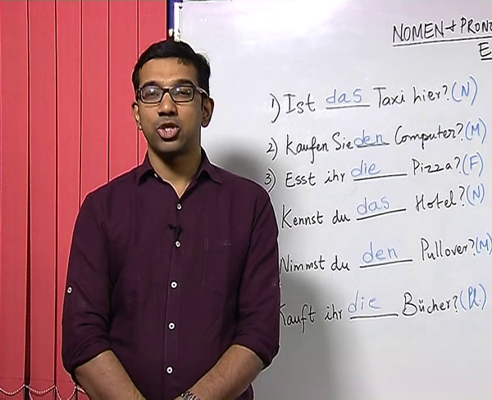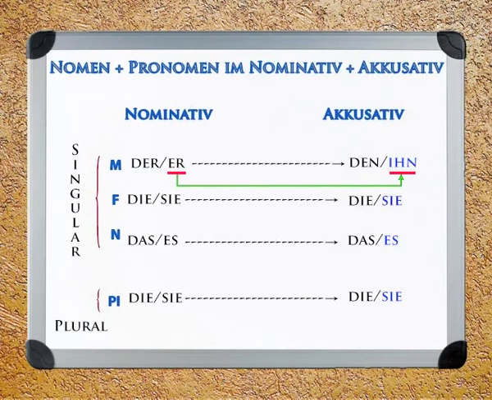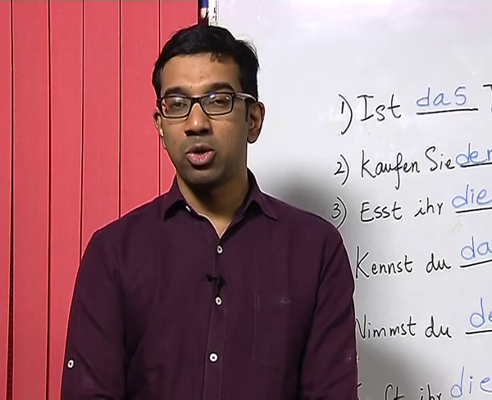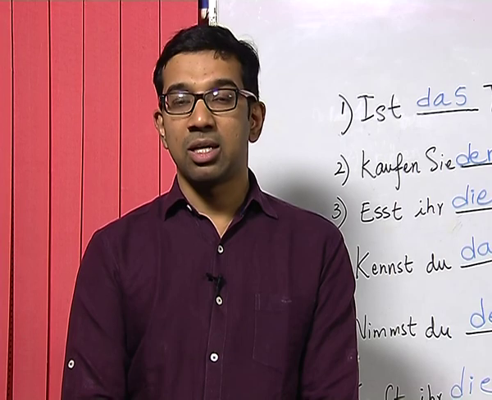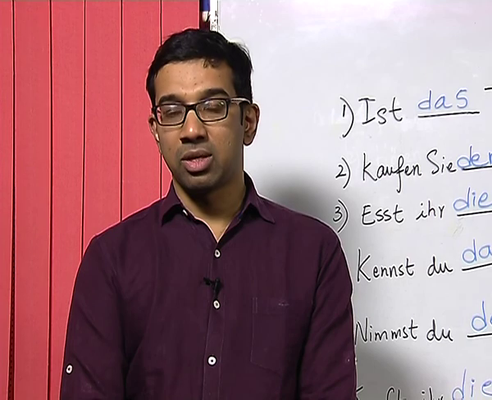Now, in today's session, we learned how nouns and pronouns are written in nominative and in accusative, and the transformation which takes place only in the masculine gender, where der becomes den, er becomes ihn. And you also saw that there are no changes happening for the genders feminine and neutral, as well as for the plural article die. I hope you were able to learn the transformation of pronoun from nominative to accusative.